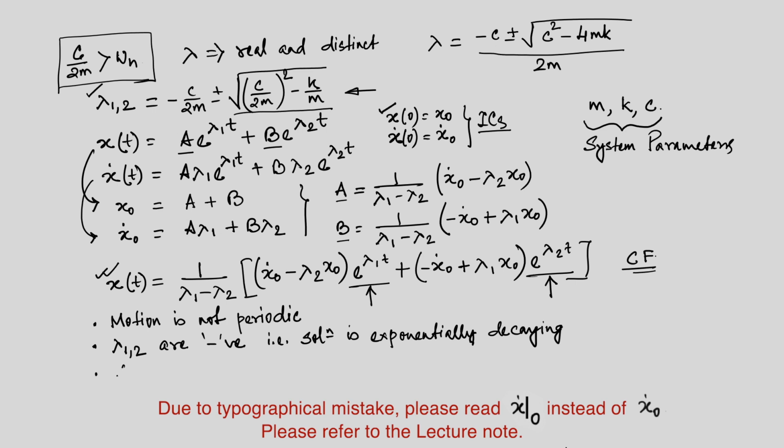As time progresses, if we take the limit t tends to infinity, x of t will be equal to 0. That is simply because of these two exponential terms on the right hand side, where lambda 1 and lambda 2 are negative. So, we can further conclude the solution is asymptotic as t tends to infinity.